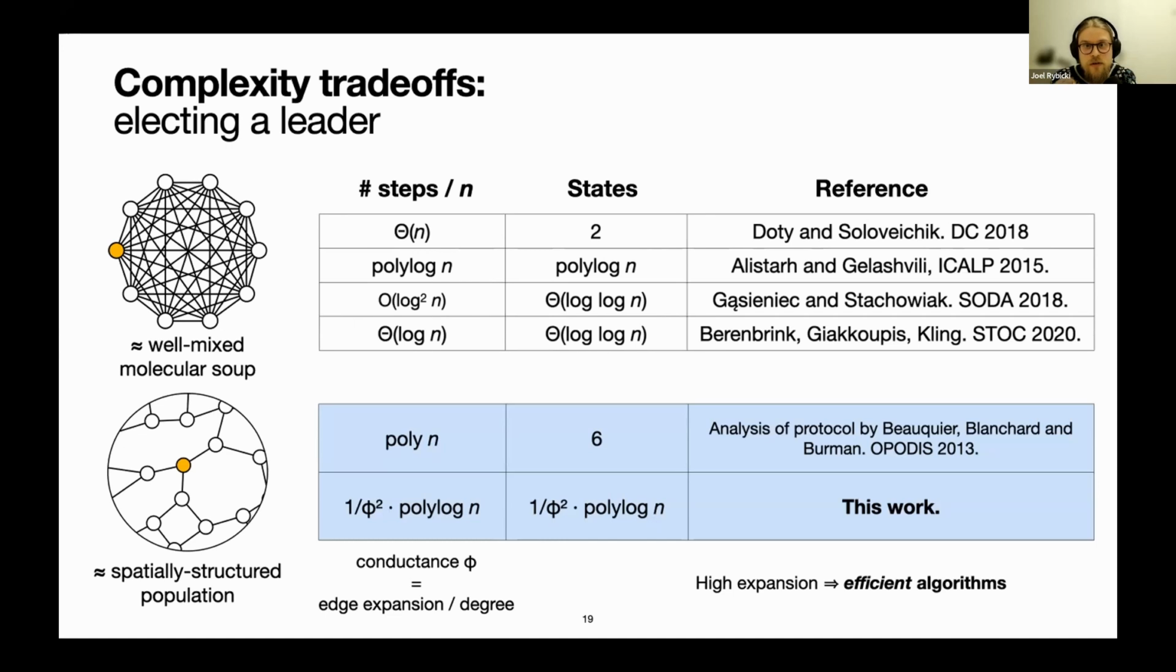So we show that in regular graphs with high conductance, such as constant degree expander graphs, it is possible to solve leader election using polylogarithmically many states in polylogarithmic parallel time. But our results also extend to non-constant conductance, and the dependence on conductance is at most quadratic. So we show that if a regular graph has good expansion properties, then we get fast and space-efficient protocols for leader election.